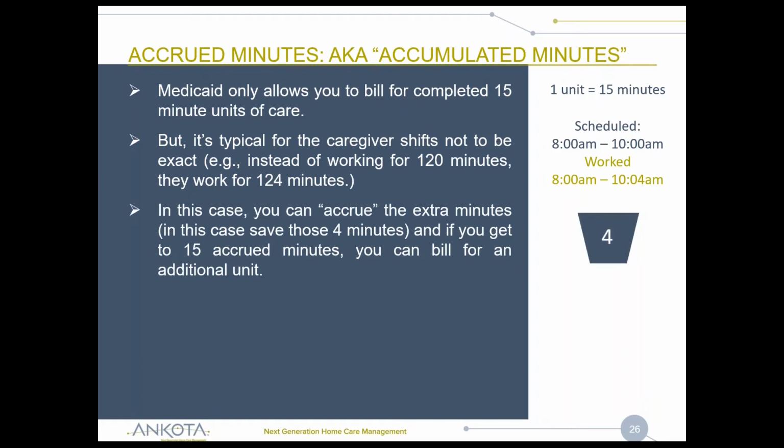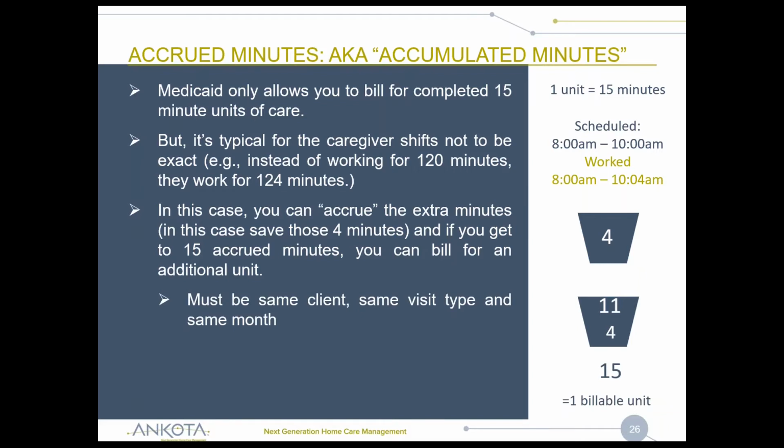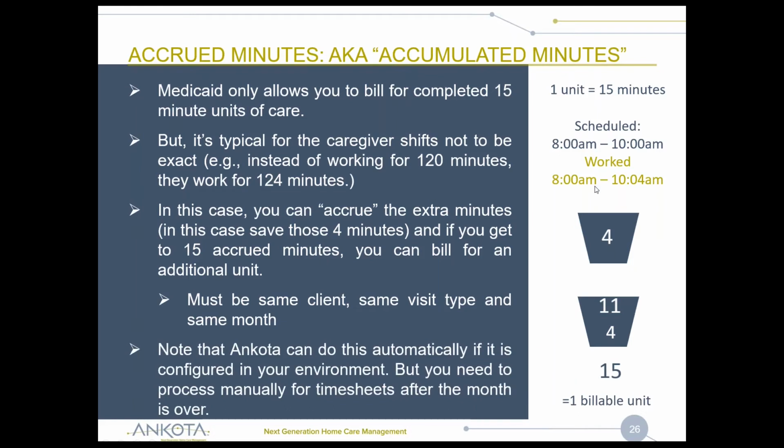And in this case, what you could do is keep a little bucket on the side, as was just depicted. You could put those 4 extra minutes in the bucket, and then the next day, if they work an additional 11 minutes, you could combine the 11 and the 4, and you get another 15 minutes. And when that happens, you get to bill another unit. So again, if on Monday I worked 2 hours and 4 minutes, on Tuesday I worked 2 hours and 14 minutes, now I have 14 plus 4, I have 18 minutes, so I could bill an extra unit once I cross over that.